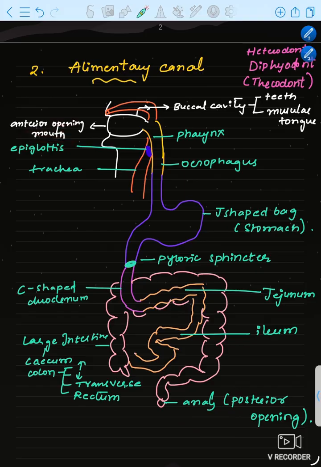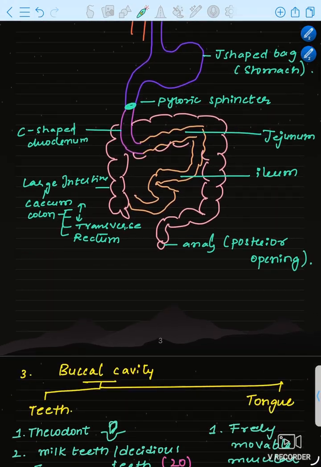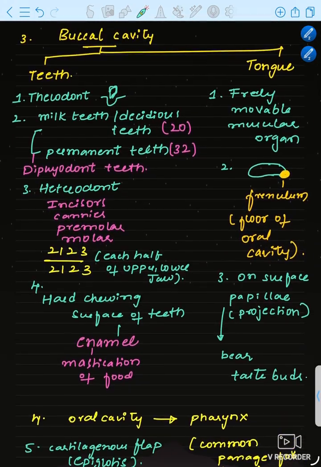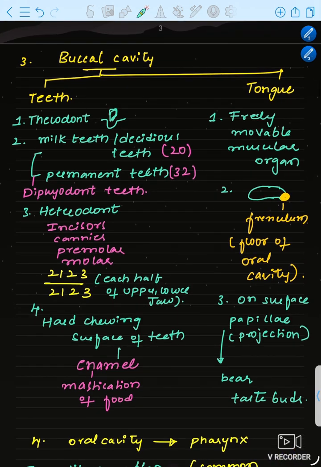I think you are all clear about the alimentary canal. Next we will go to buccal cavity. Now just imagine yourself, okay? Mouth and then buccal cavity. In buccal cavity, teeth is present. As I explained earlier, thecodont. Tooth is embedded in a socket, okay?